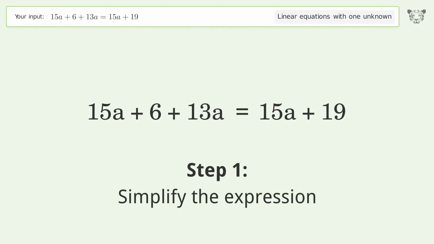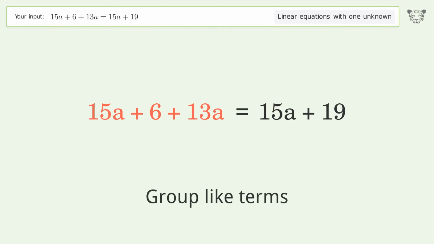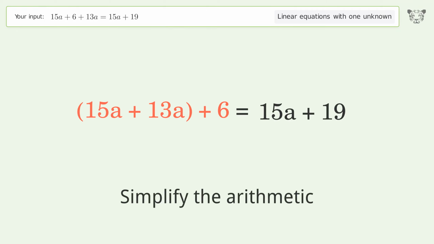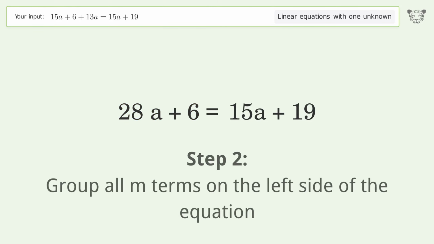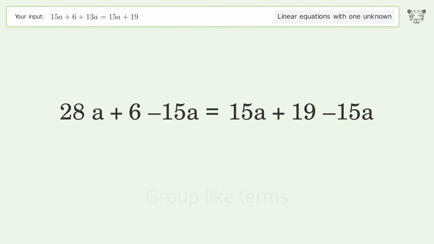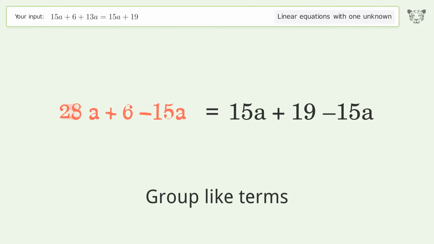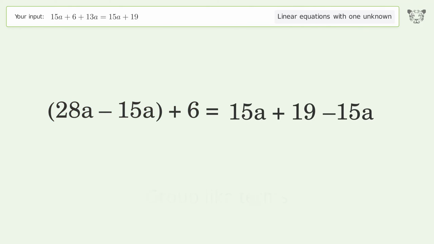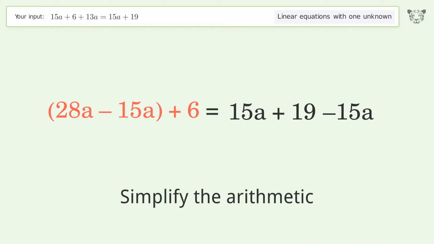Simplify the expression. Group like terms. Simplify the arithmetic. Group all m terms on the left side of the equation. Subtract 15a from both sides. Group like terms. Simplify the arithmetic.